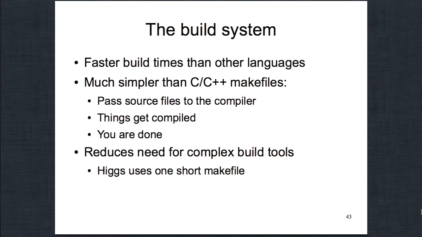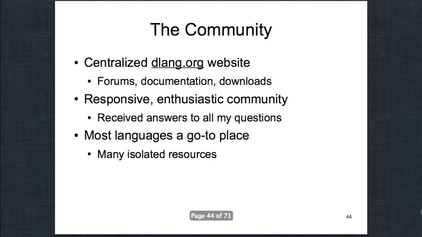The build system was very pleasant to use. It's a lot simpler to write a makefile for D code than it is for C++ code, so this reduces the need for complex build tools. And of course, the community: the centralized dlang.org website is a great resource. The forums, the documentation, and the downloads are all in one place. I find that most languages don't really have a go-to place like that.